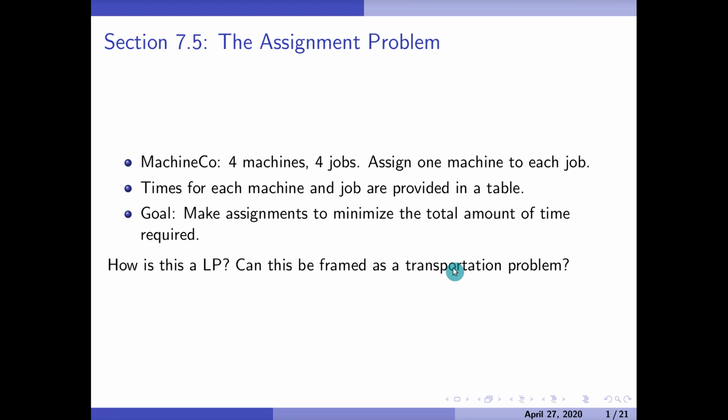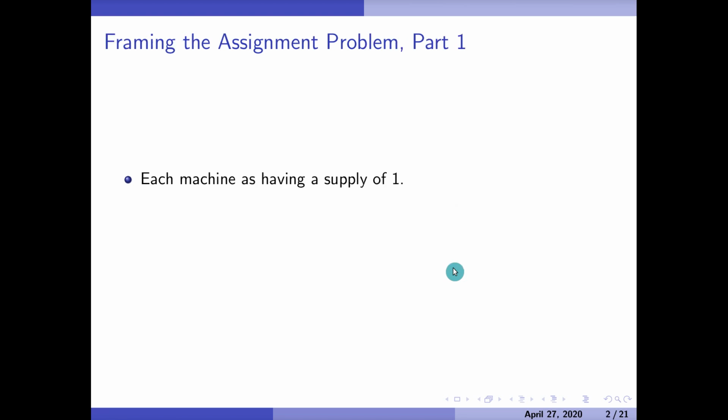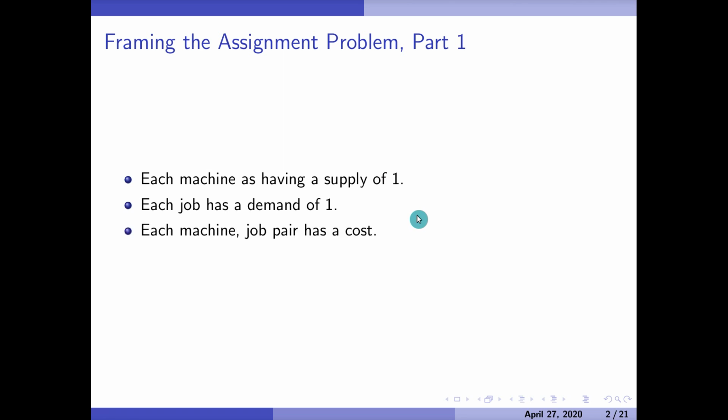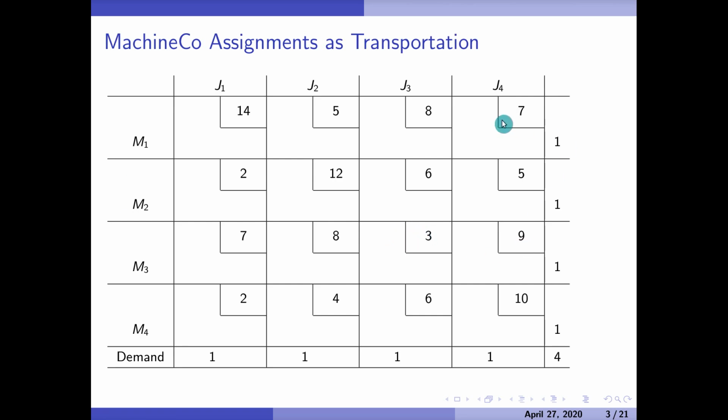We could also frame this as a transportation problem. Let's see how that might be done. Each machine has a supply of 1. Each job has a demand of 1. And so each machine-job pair has a cost, and that would be the time it takes, for example, or it could be an actual cost. So as a transportation tableau, you could write it like this.